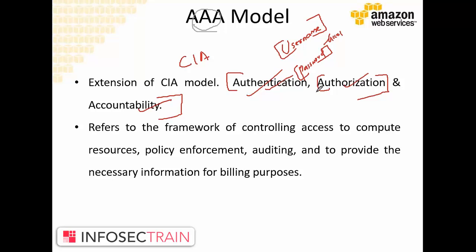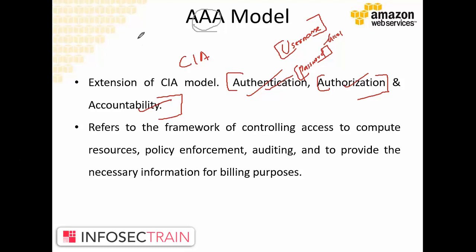So what is the service which helps us address authentication, authorization, and accountability? We have a lot of other services, but what is the primary service in AWS for this? Anyone? Perfect. The service is called IAM, Identity and Access Management.